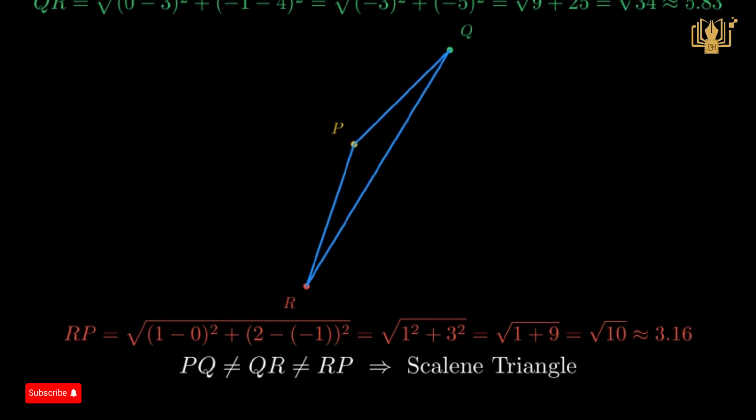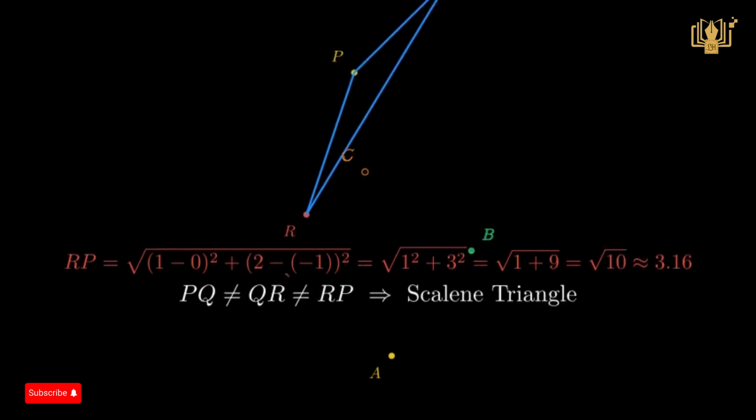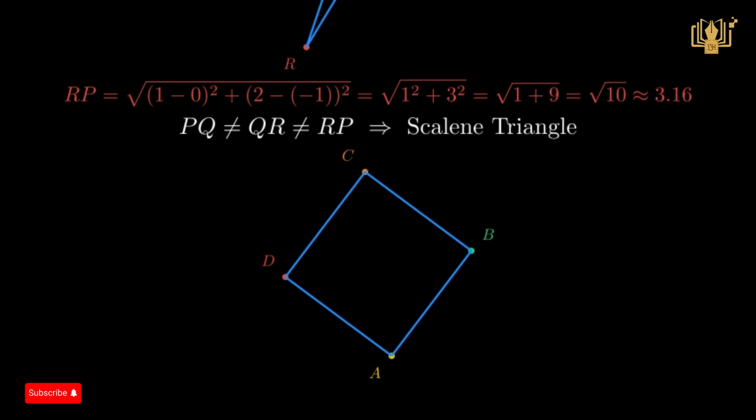Question 8. Show that the points A(2, 3), B(8, 11), C(0, 17), and D(-6, 9) are the vertices of a square. For a square, all four sides must be equal, and both diagonals must be equal. Let us place A, B, C, and D and draw the quadrilateral ABCD.